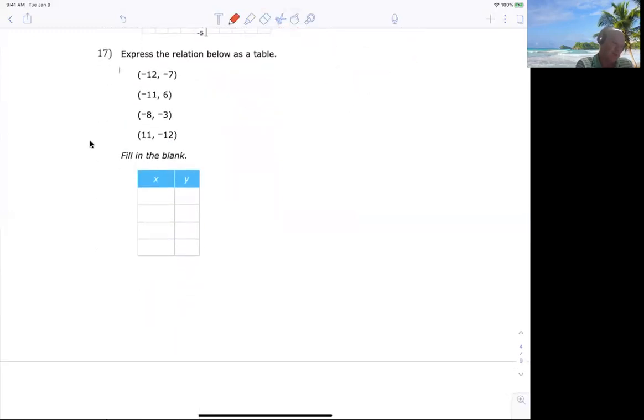17, express the relation as a table. So all we're doing is plugging in -12, -7, -11, 6, -8, -3, 11, -12. Literally, that's all you're doing, plugging it into a table. It's just a different way of writing the ordered pairs.